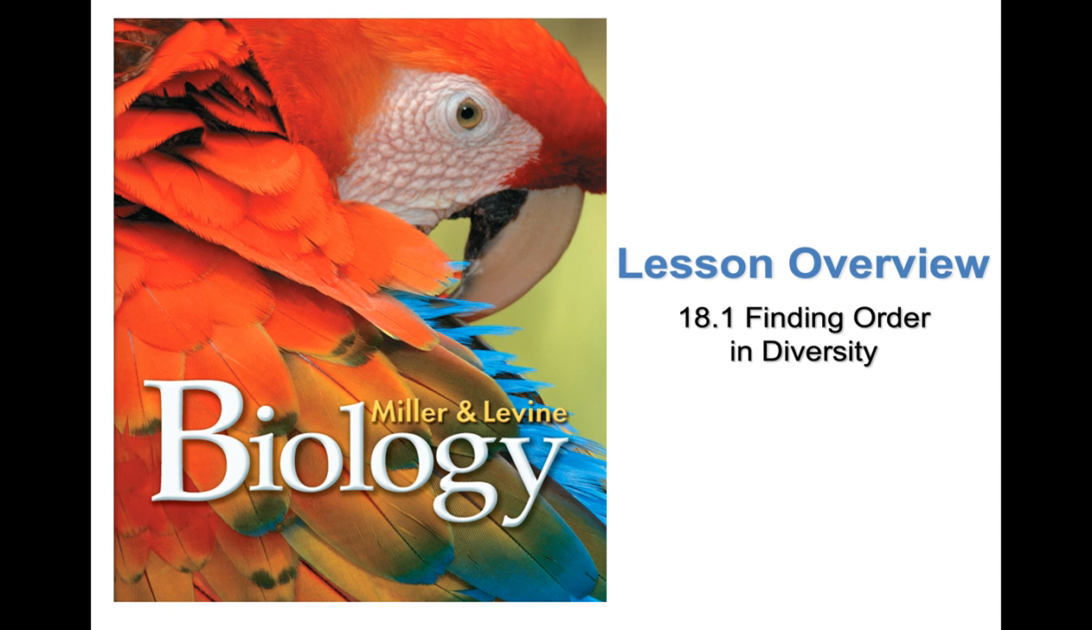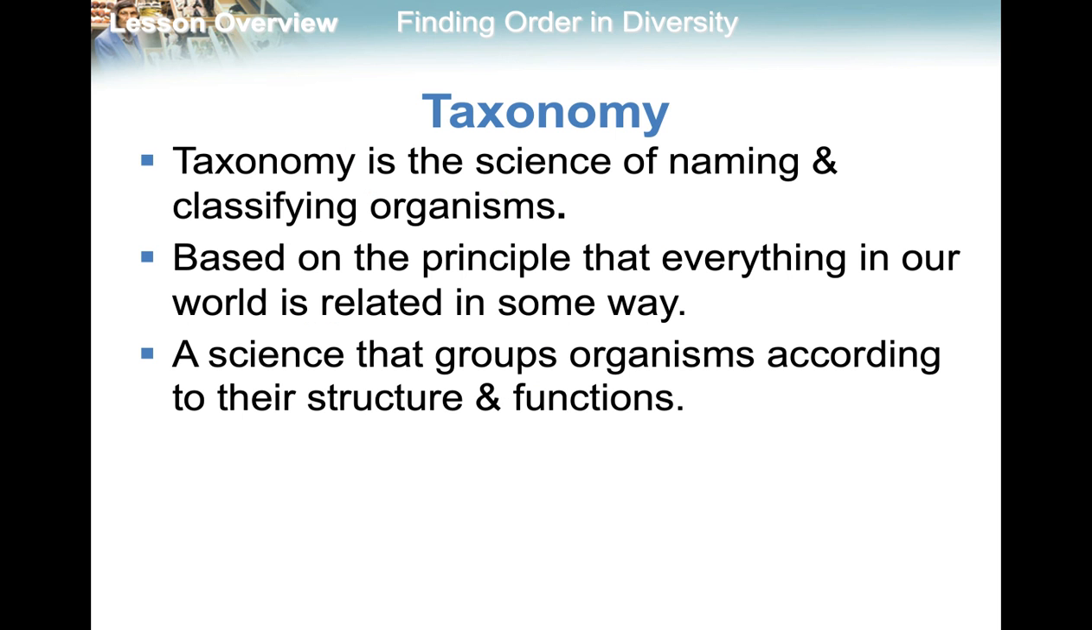Today we're going to start our classification unit. We are going to start by discussing trying to find some order for all of the diversity that we have in our world. So what we're really talking about is taxonomy, and taxonomy is the science of naming or classifying organisms. So it's classification, and it is based on the idea that everything in our world is related in some way. So all living things have some type of connection. And the way scientists group and classify things is based on their structure and function.